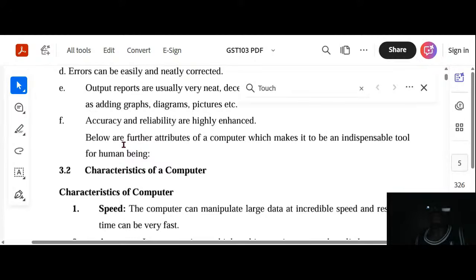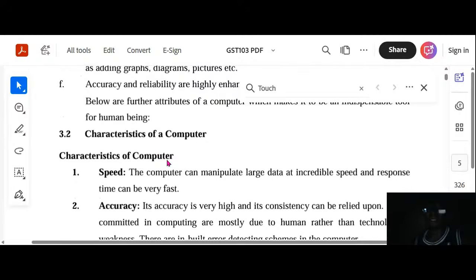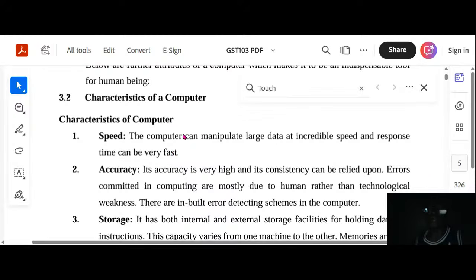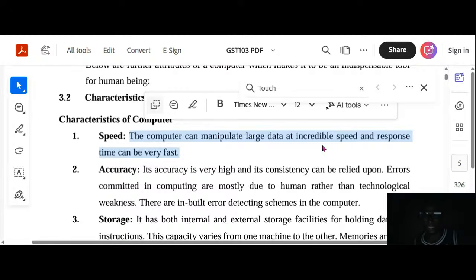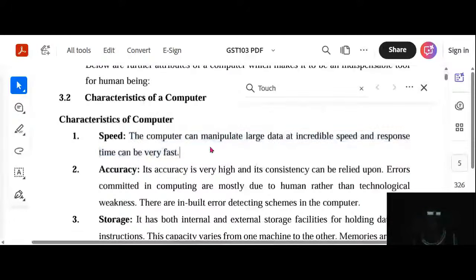So then another thing which is important to stress in this unit is the characteristics of the computer. Speed. The computer can manipulate large data at incredible speed, and response time can be very fast. That one is not something they need to tell you, you know.